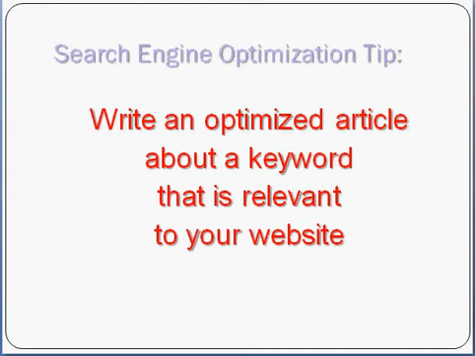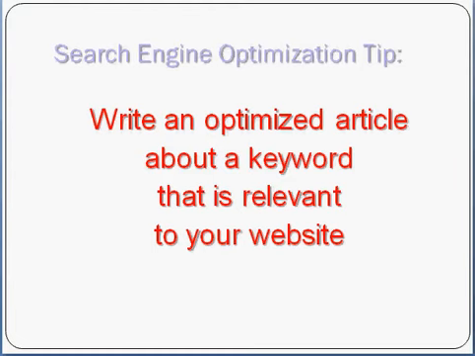Here is a search engine optimization tip that is guaranteed to help your site earn a #1 page ranking for Google. And that tip is, write an optimized article about a keyword that is relevant to your website. Now, I'm talking about a good 500 to 700 word article with good content. Not a spun article, not a PLR article, but a good article with great content.